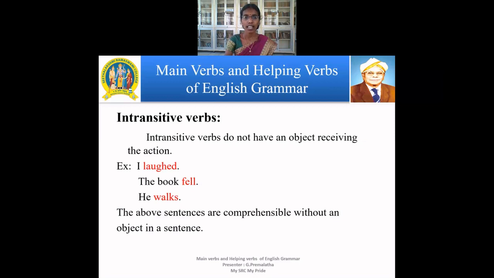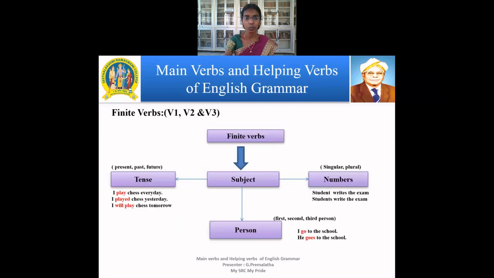The first one is I laughed. Second one, the book fell. Third one, he walks. In these three sentences, there is no object, but they give a complete meaning. So the above sentences are comprehensible without an object. If the sentence gives a complete meaning without an object, it comes under the category of intransitive verbs.